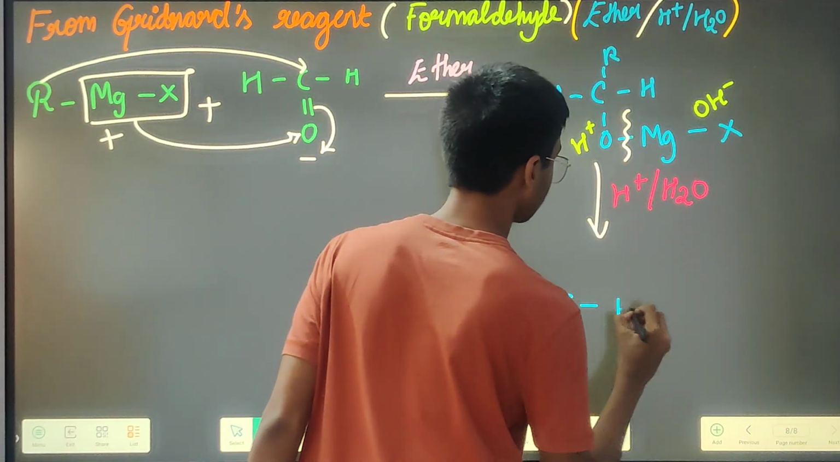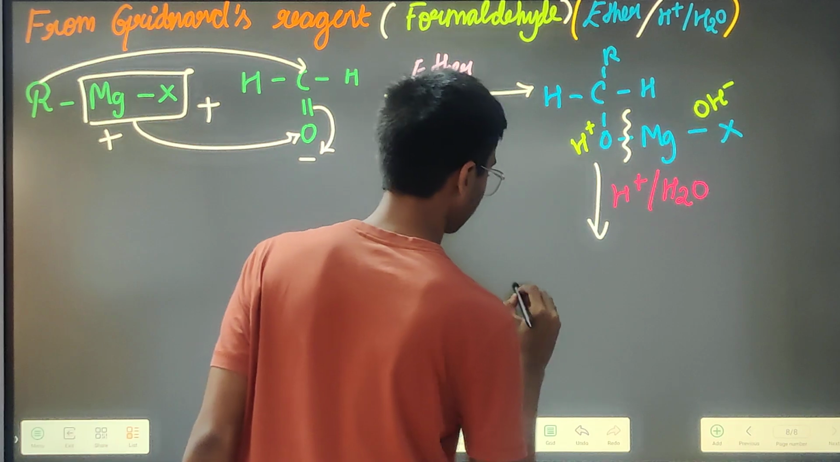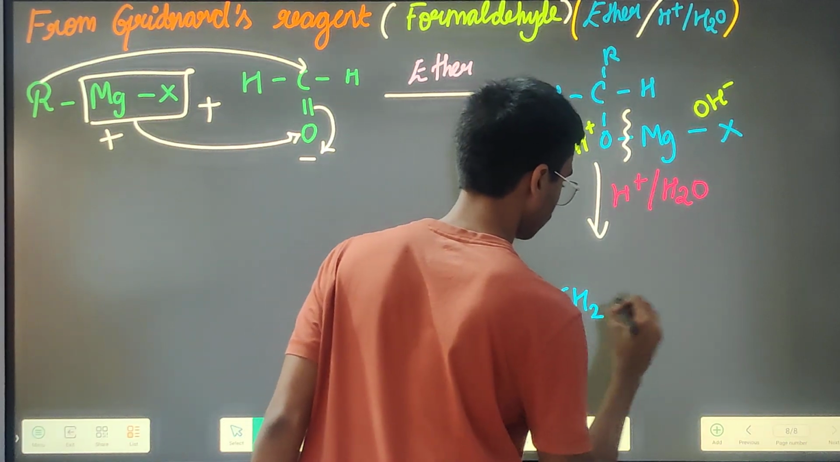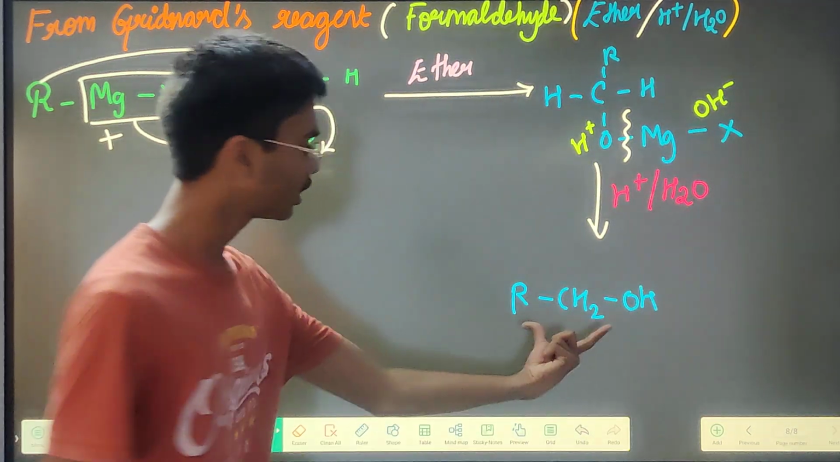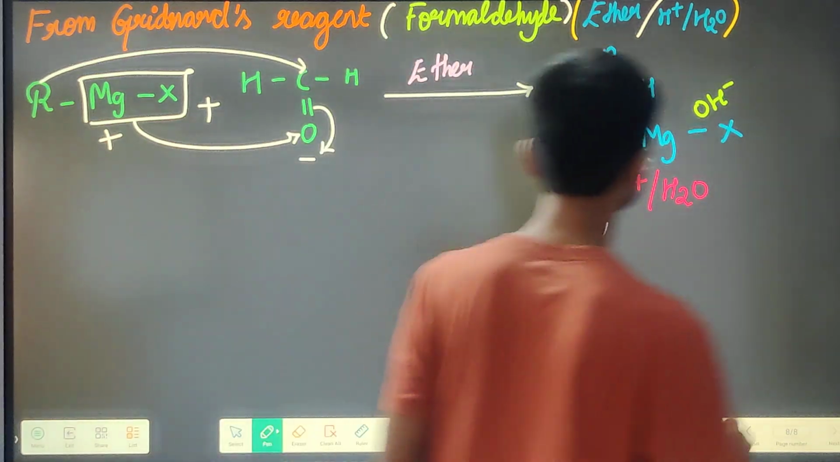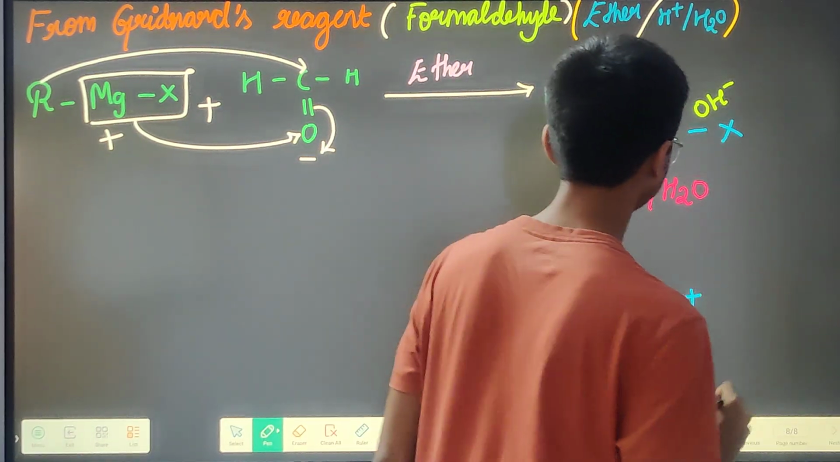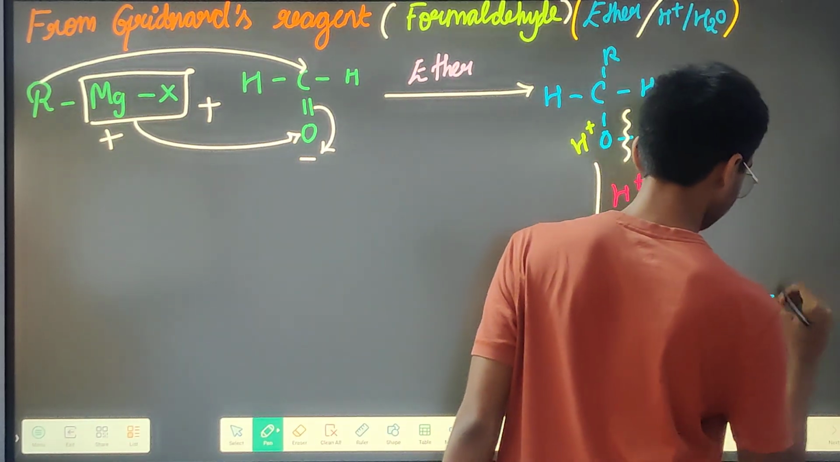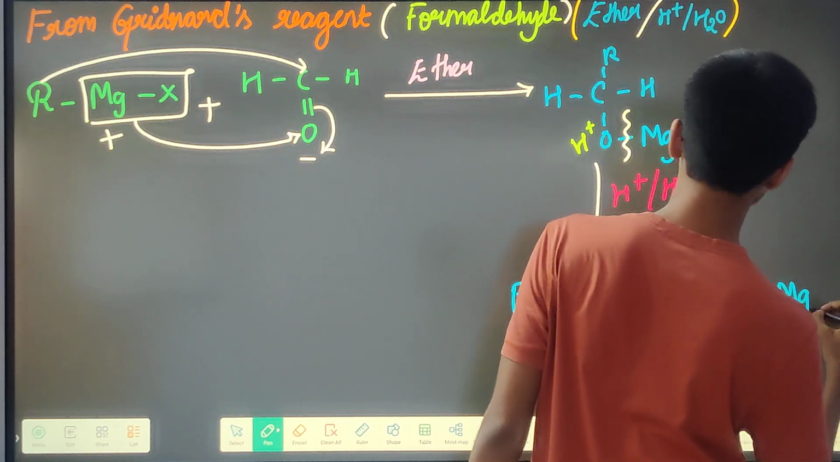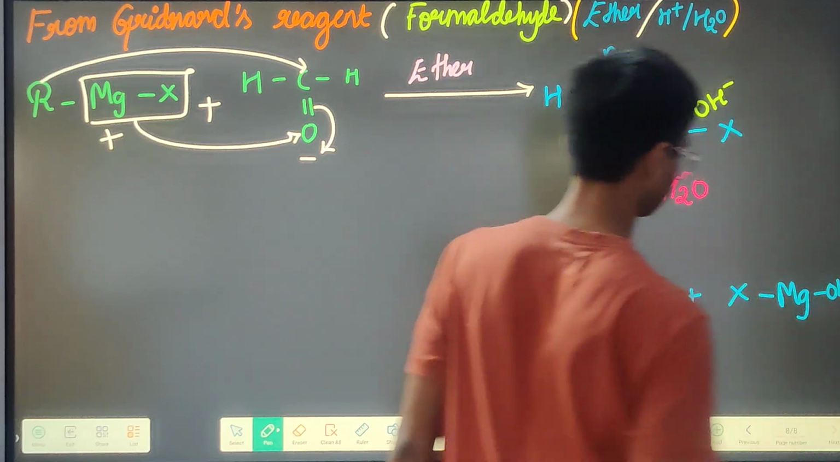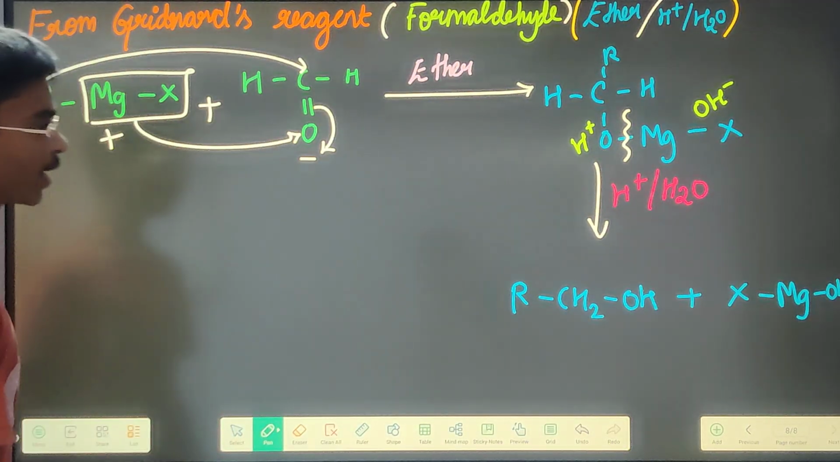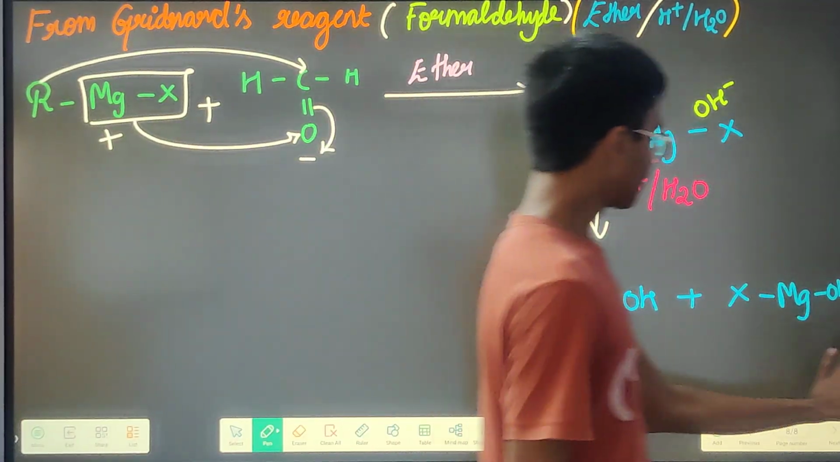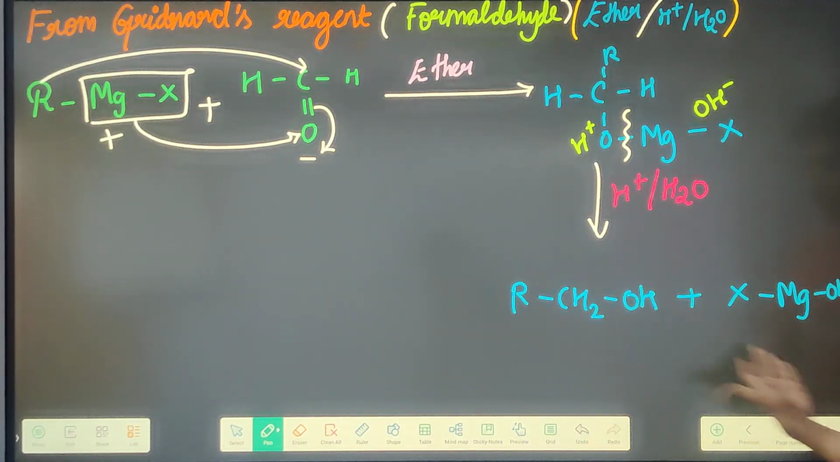So RCH2OH, you will be getting a compound like this. Then, as a byproduct, you will be getting a compound like this, XMgOH. Everything is stable, everything is correct, and you have got everything.